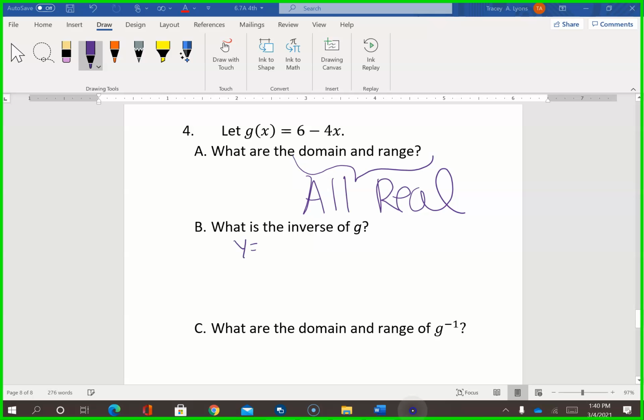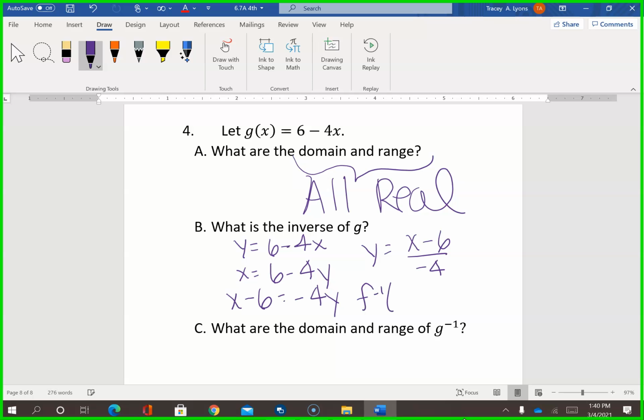Now, in this one, what's the inverse of g? You'd go y equals 6 minus 4x. You'd exchange them and resolve it for y. X minus 6 equals negative 4y, and y equals negative 1/4 x plus 3 over 2. Okay, and I reduced those separately, so I put a negative 4 under each one of them, and I reduced a little bit.